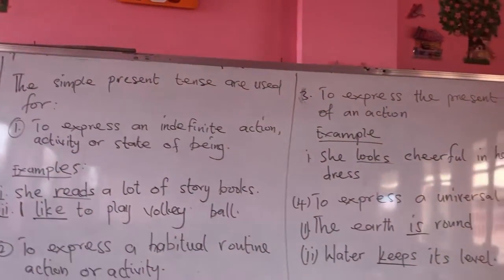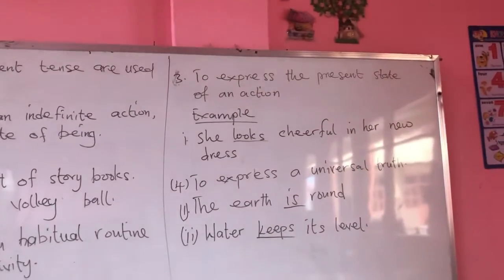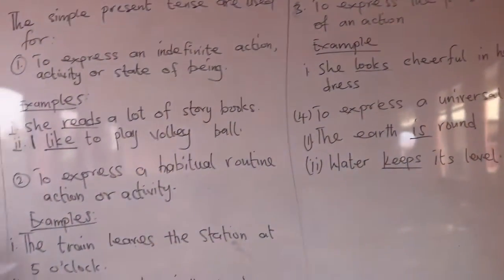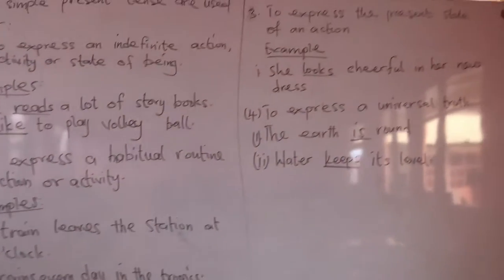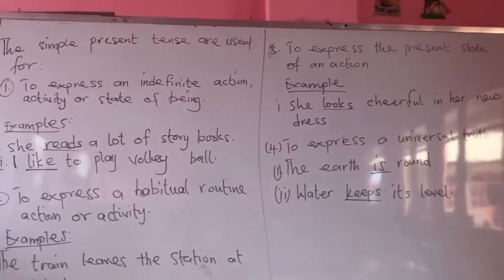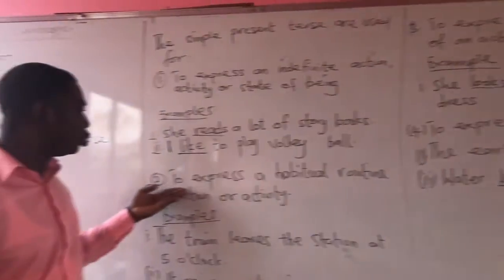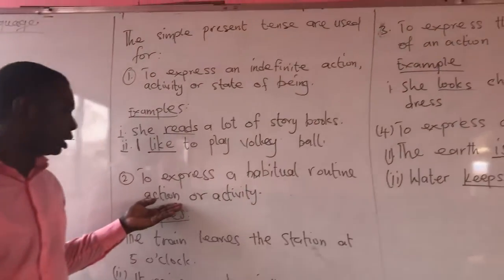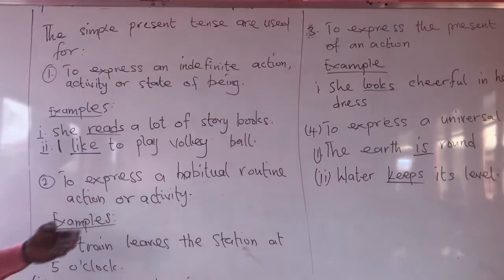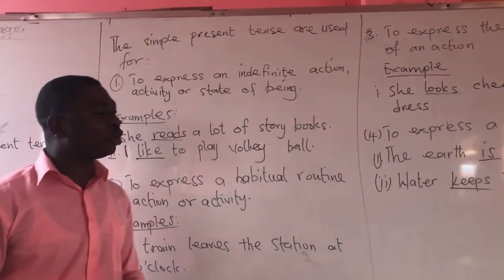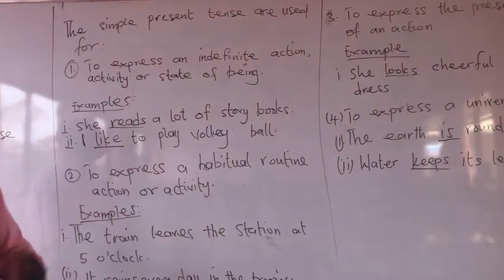So to bring the lesson to an end, we have talked about present tense. And present tense is used in some ways. It's used to express the indefinite action, activity, or state of being. And also to express the habitual routine, action or activity. Or to express the present state of an action. Or to also express a universal truth.